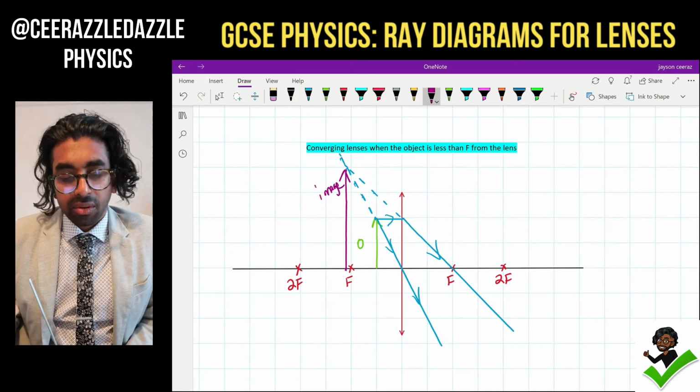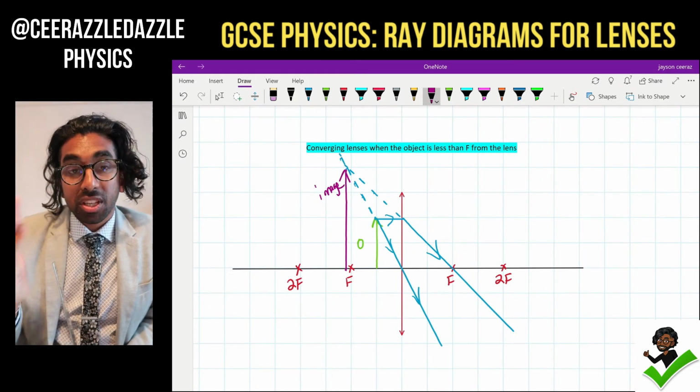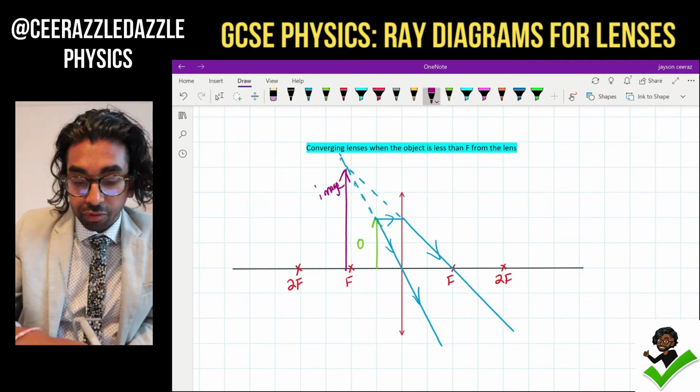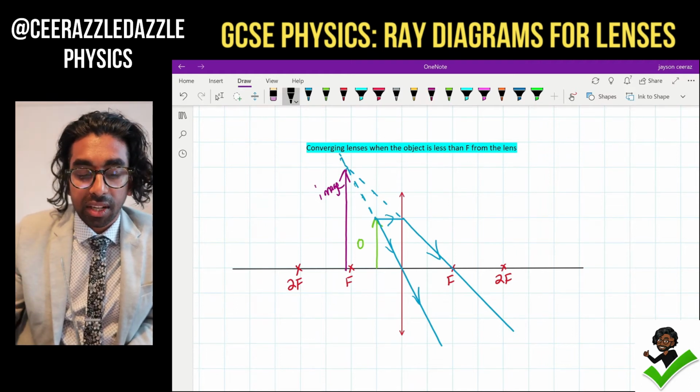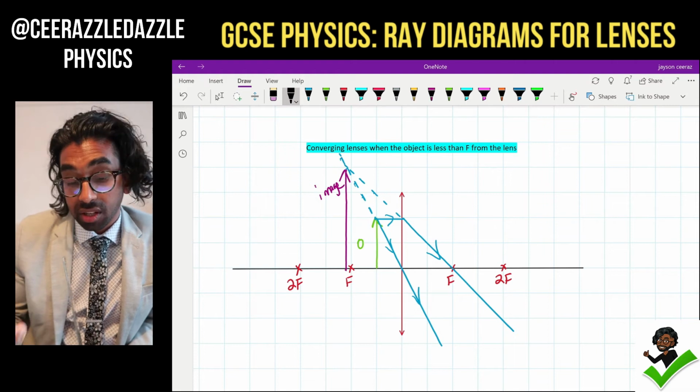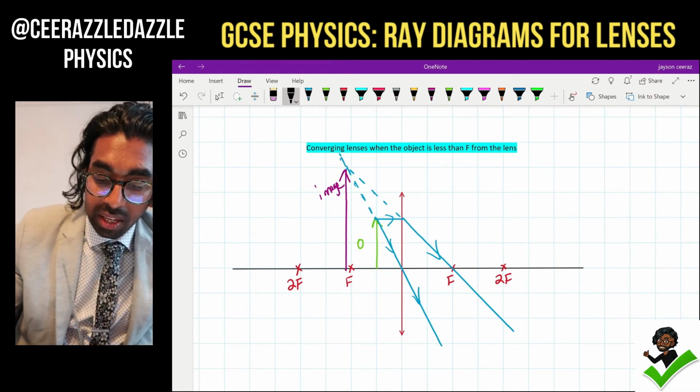So what's the difference now? Well, we can see that the image is formed on the same side of the lens. Yeah, it's no longer formed on the opposite side, it's formed on the same side of the lens. It's a lot larger now. So let's talk about the image nature.